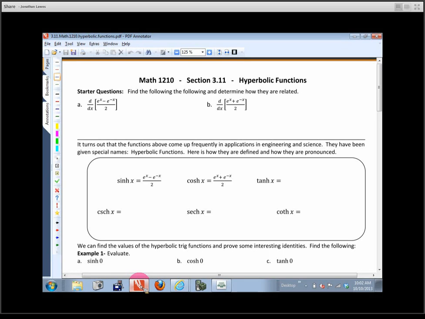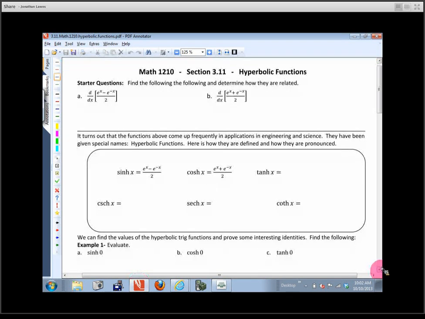Okay, all right. So this last section is on something called hyperbolic functions. Sometimes you'll hear them called hyperbolic trig functions, and we may be able to see why. We're just going to cover the basics. We're going to do some relatively simple problems, even though these are going to look kind of weird.